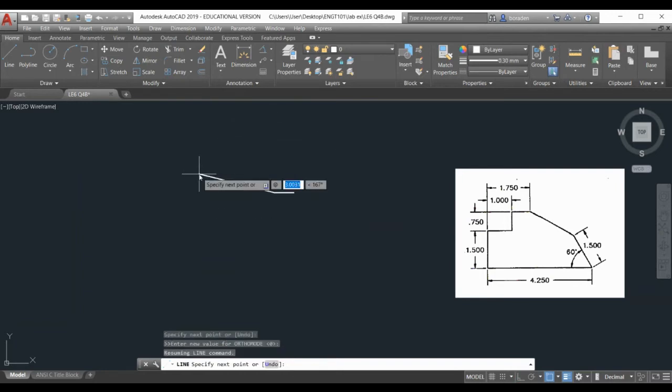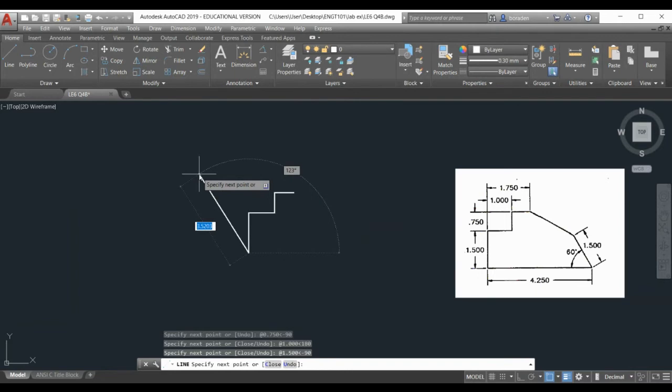The next line, at the rate, the distance is 0.750. It is given, vertical distance is given there on the left hand side. Angle is minus 90 degree. You are coming down. Next is at the rate 1.000, and length of the line is 180 degree. Then you are coming down at the rate 1.500, and angle is minus 90 degree.